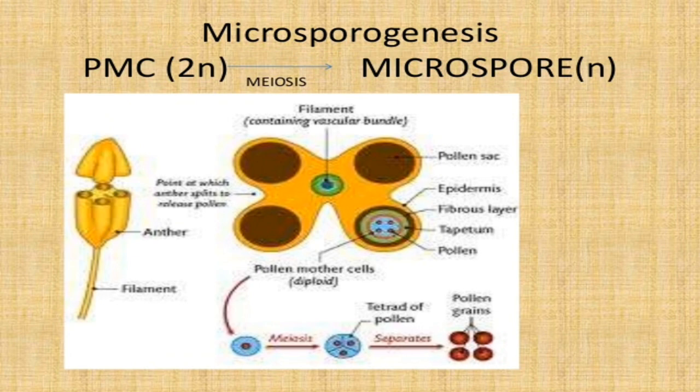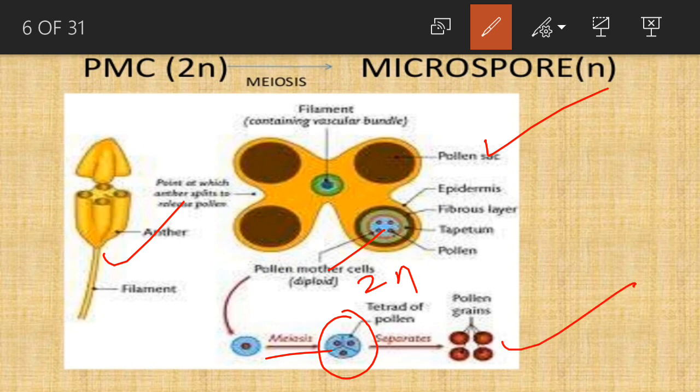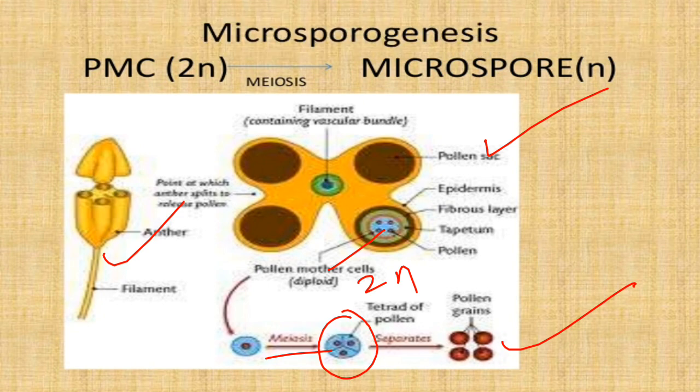Next, this diagram shows microsporogenesis. This is the TS of the anther, and internally this is the microspore mother cell, which is diploid. It will undergo meiosis and form a tetrad of pollens, and on maturity they are liberated. The tetrad will separate to form individual pollen grains.